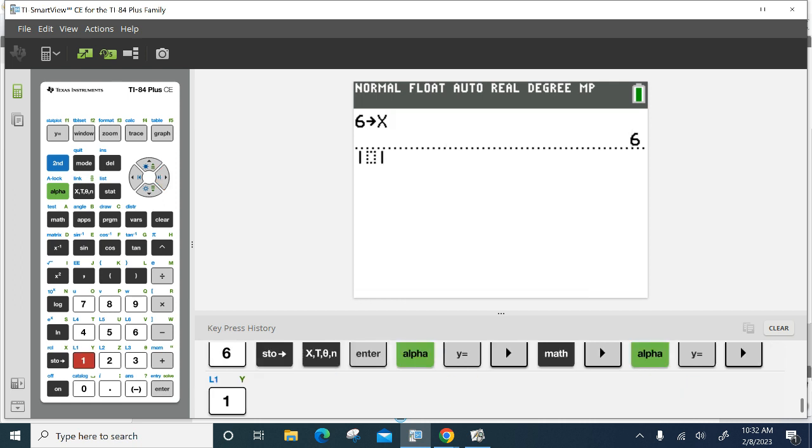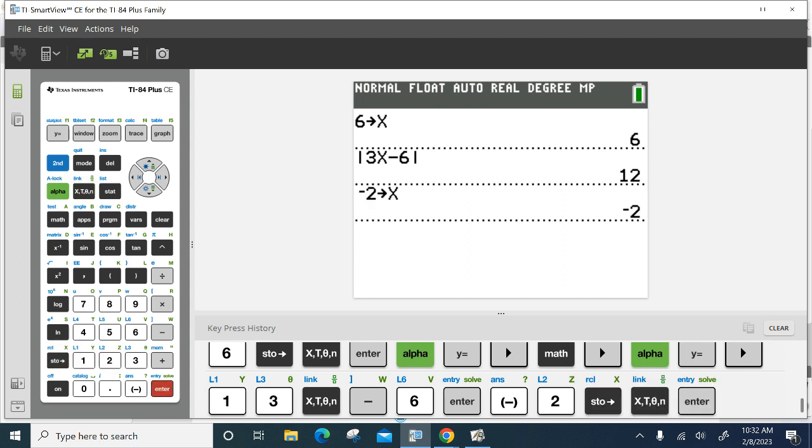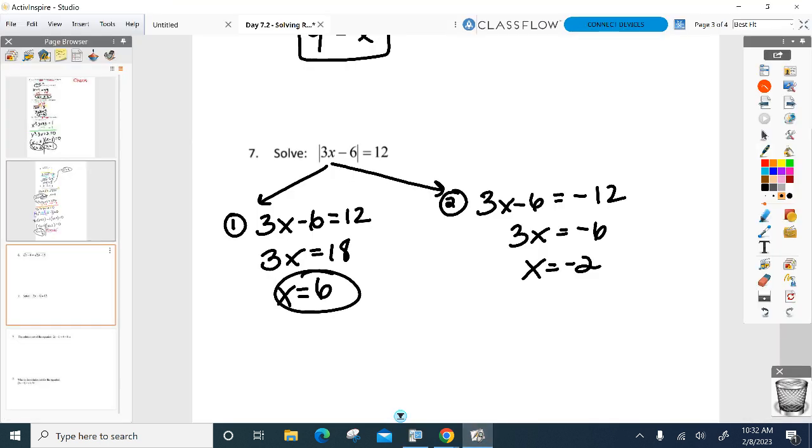And now you type in 3x minus 6. And do I get 12? Yep. Now store in negative 2. What happens? Do I get 12 as well? Yes. So both answers are good. They both gave me 12. All good?